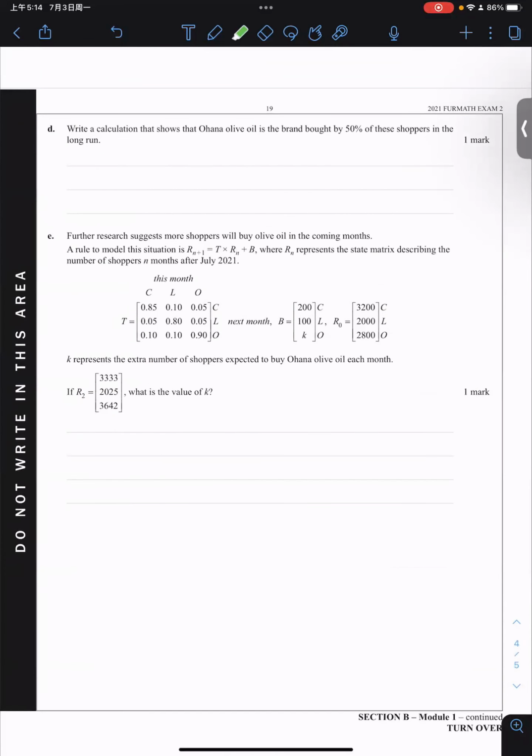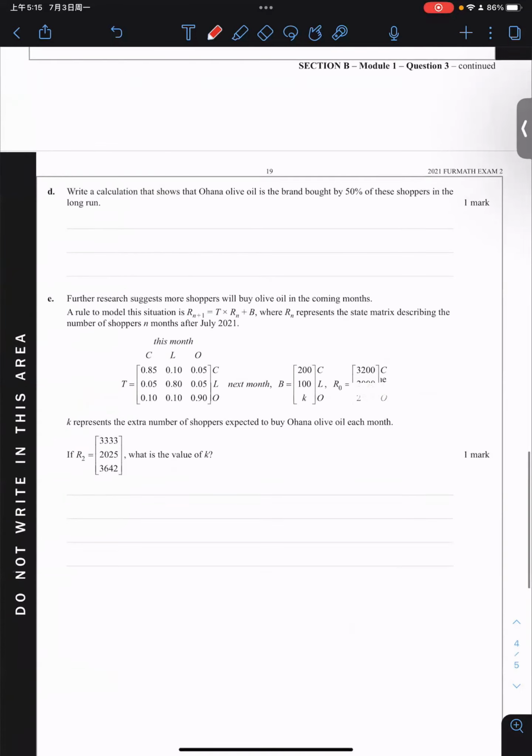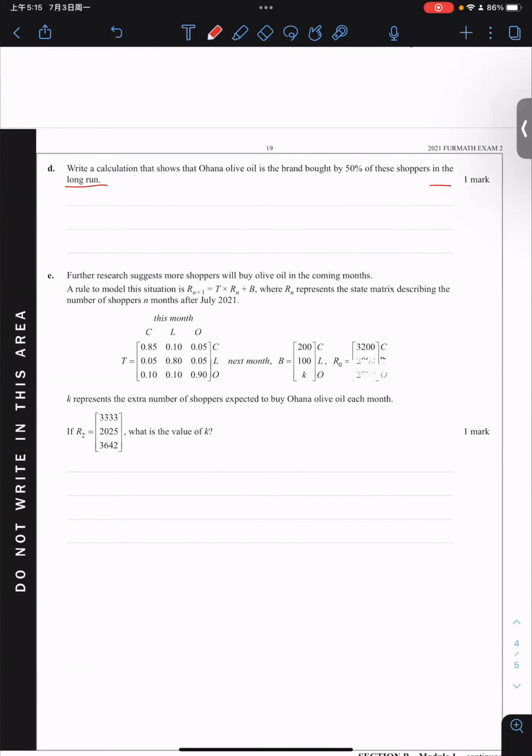Now, part D, write a calculation that shows the Ohana olive oil is a brand bought by 50% of these shoppers in the long run. When we're talking about the long run, the N number can be very large, like 100, 500, 1,000. So we would use T to the power N because we repeated N months. So that would be T to the power N, and then multiply by Sn. And finally, we would round to an answer.